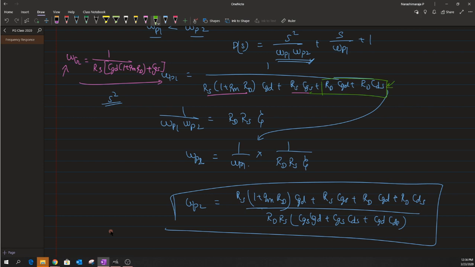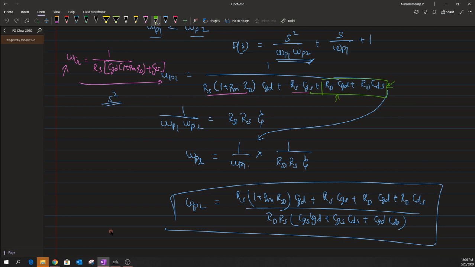So that is what I said. The Miller approximation or the Miller method will give us only a rough estimation of the pole, but the exact pole has to have these expressions added to it.